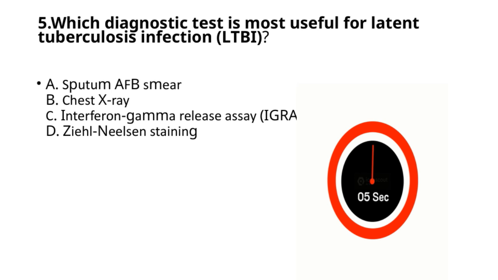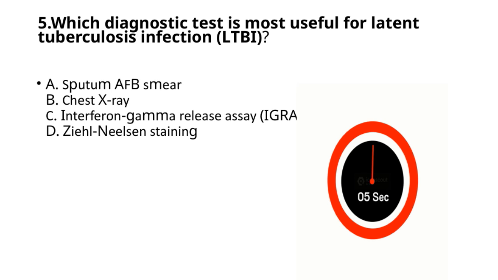Then there's the interferon gamma release assay, or IGRA, which measures the immune response to TB antigens. This test is particularly helpful for detecting latent TB infection, since it can identify immune sensitization without requiring a chest X-ray or sputum sample. Lastly, the Ziehl-Neelsen staining is a specific staining technique used on sputum samples to visualize acid-fast bacteria under the microscope. Now, considering all these tests, the question is, which one is most useful for detecting latent tuberculosis infection? The answer is the IGRA.